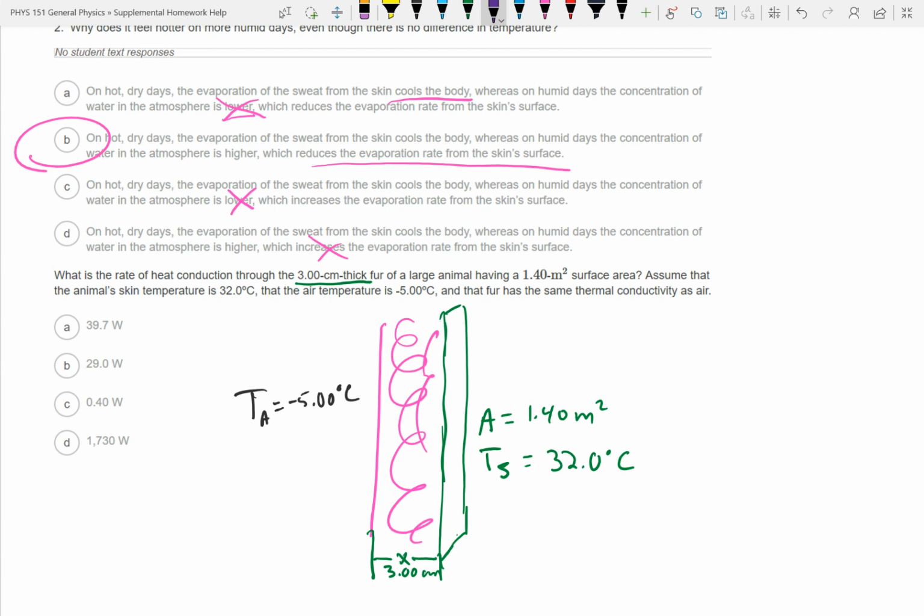Conduct. Conduction. It says it twice in the question.